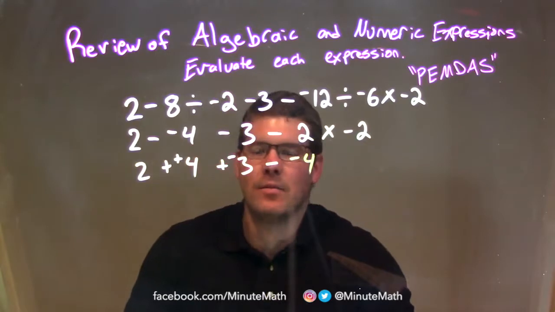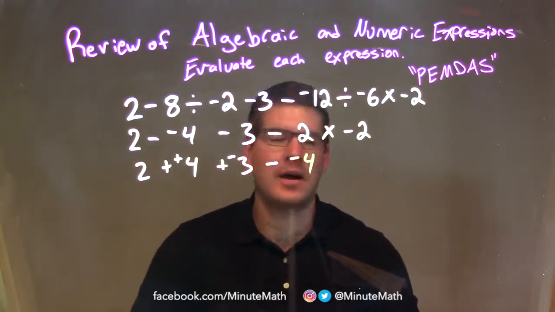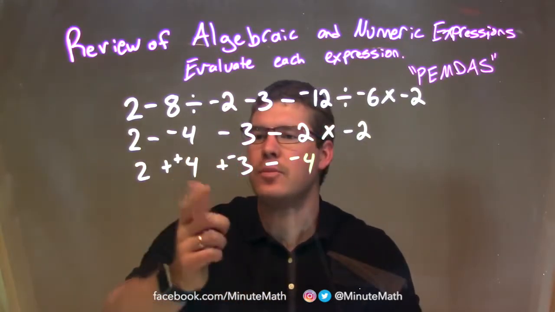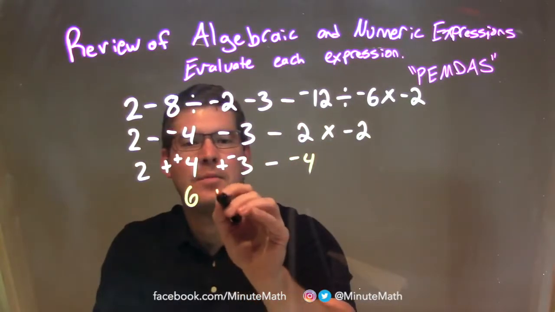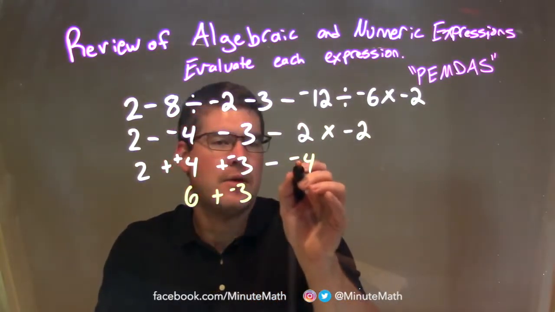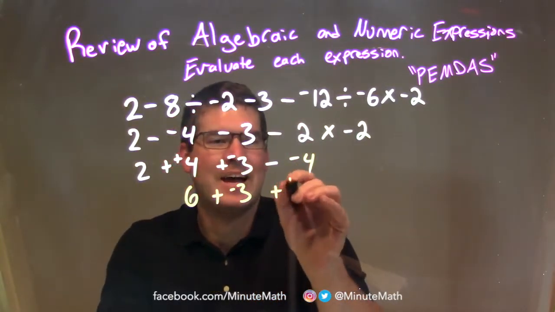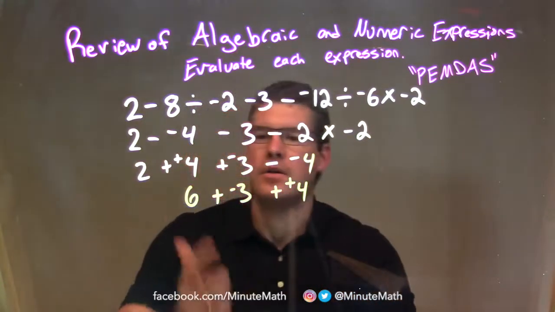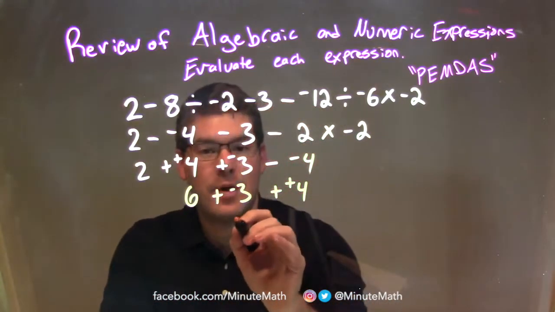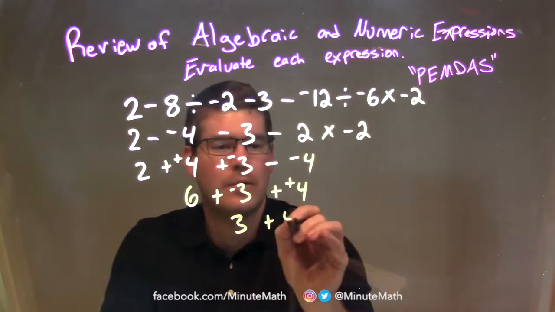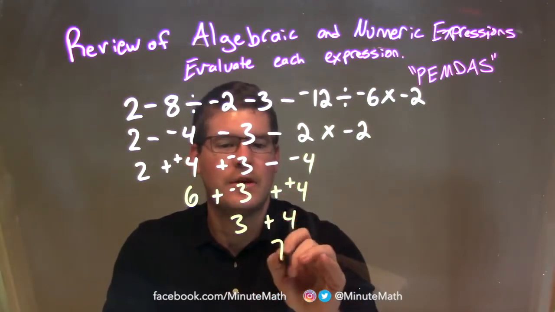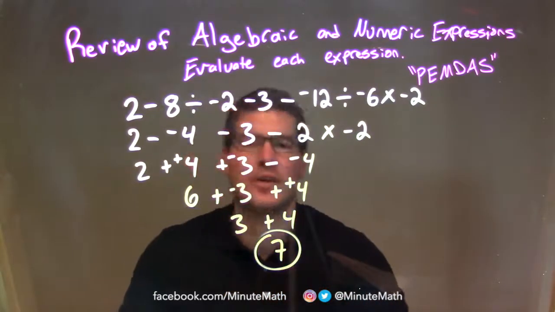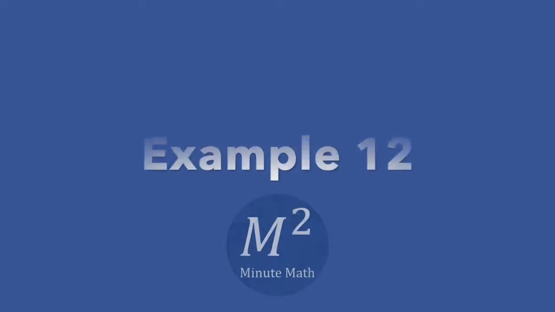So let's combine some of our stuff now. Okay, we have all addition now, all addition and subtraction. 2 plus 4 is a 6, plus a negative 3. And this subtracting a negative can become adding a positive 4. 6 plus a negative 3 is a positive 3, plus 4, right? And 3 plus 4 is just 7. So our final answer here is just 7.